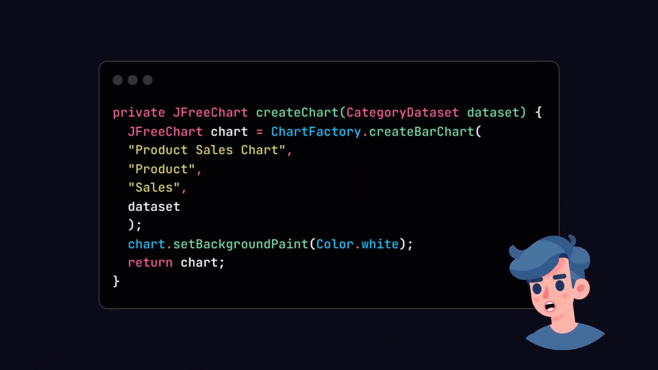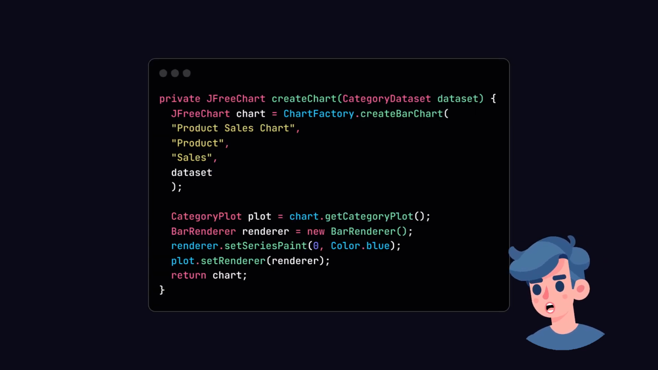Now let's enhance our bar chart a little bit by adding colors and customizing it. For instance, we can change the color of the bars to represent different products more distinctly. In this snippet, I've set the background color of the chart to white. Next, let's modify the colors of individual bars by using a custom renderer.